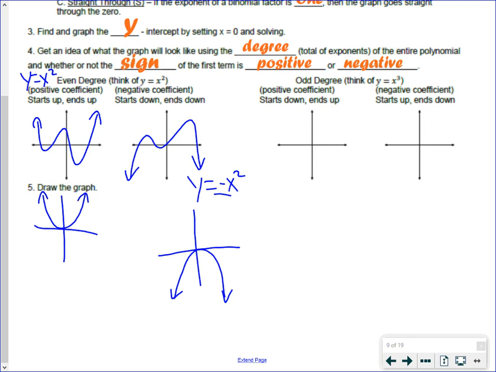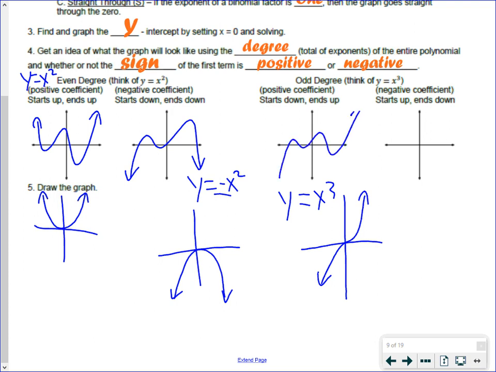All right, so for odd degree polynomials, if we have an odd degree polynomial with a positive coefficient, we can think of y equals x cubed or y equals x. For y equals x cubed, this graph will look something like that. So that's a positive coefficient with an odd degree. That starts down and it ends up. It doesn't really matter how many turning points you have. As long as it starts down and it ends up, that's an odd degree polynomial with a positive coefficient.